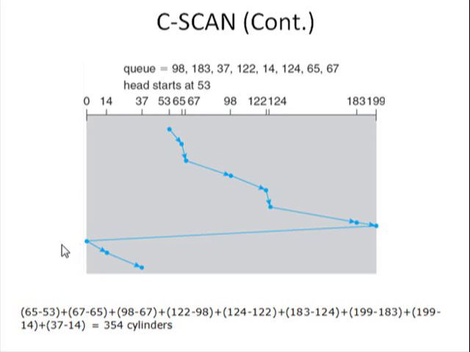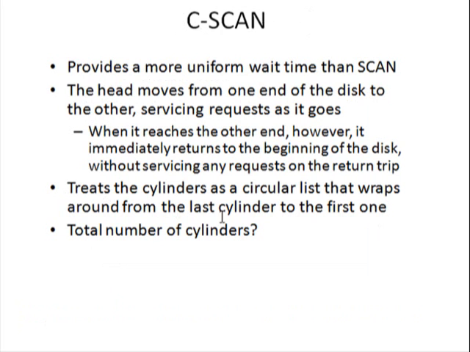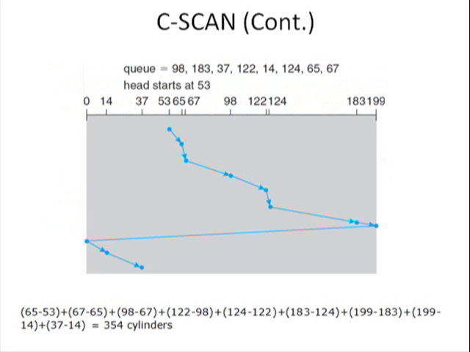Whereas if this was a SCAN algorithm, you can see there is 37 and 14 remaining. While coming back in the opposite direction, it would have serviced 37 as well as 14. But circular scan treats the cylinders as a circular disk that wraps around from the last cylinder to the first one. Due to that, whenever it reaches one end of the cylinder, it will move back to the other end without servicing any requests present along the way.